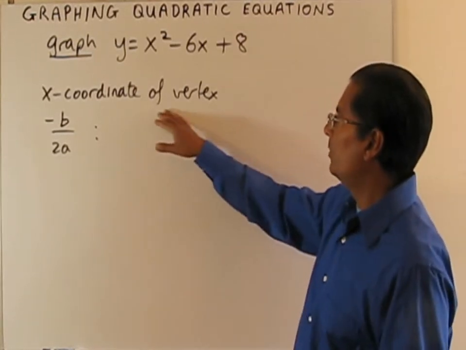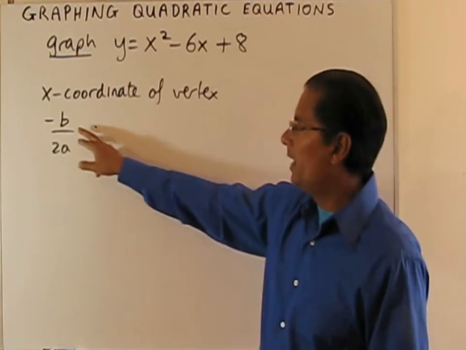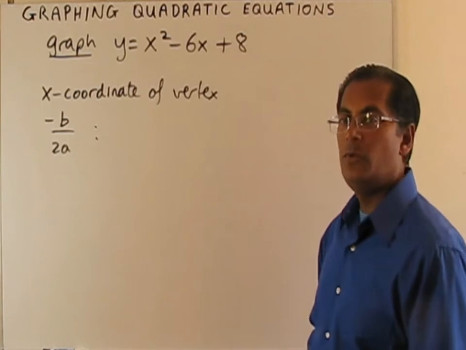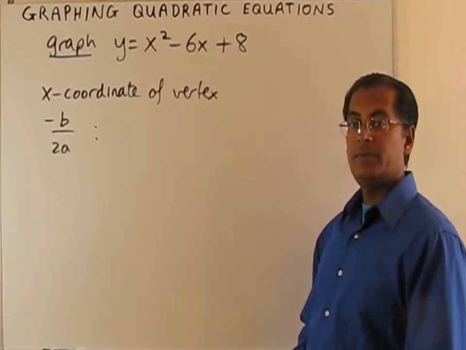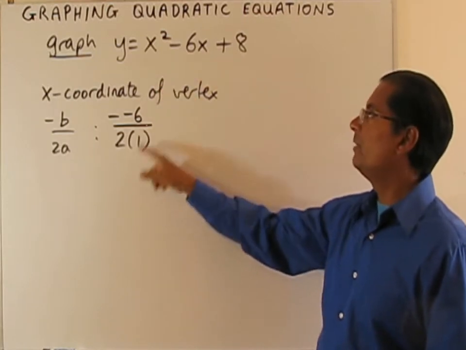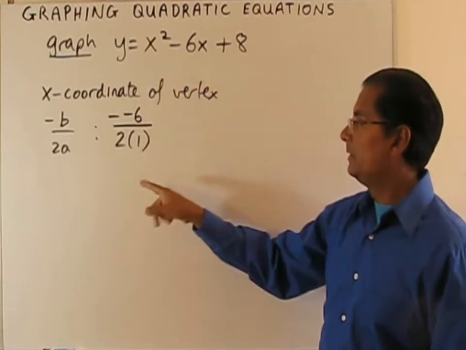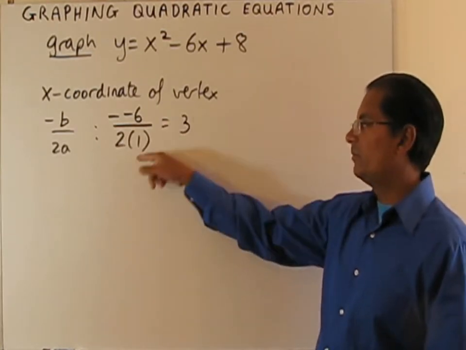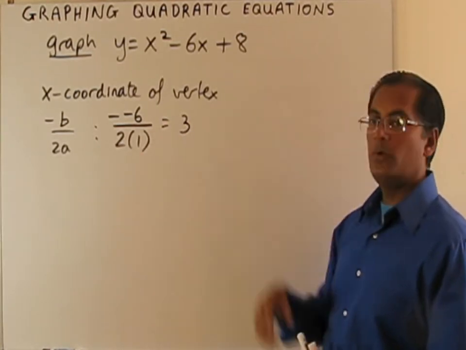The x-coordinate of the vertex is given by this formula, negative b over 2a. Well, what is negative b over 2a? It's going to be negative 6, which is b, over 2 times a, 2 times 1. So that will give me 3. 6 over 2 is 3. So that's the x-coordinate of the vertex.